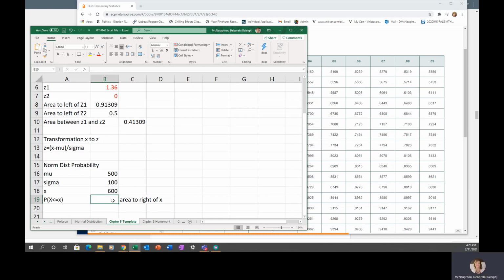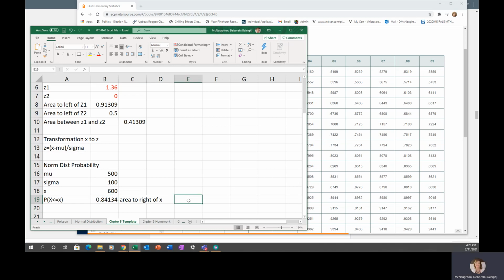But the way that we do this in Excel, instead of using the table, is I'm going to type equals norm.dist. I'm going to use my arrows, and I just want the standard one. So this is the one I want, so I'm going to hit tab to grab that. And notice it wants me to put in x, comma, the mean, comma, the standard deviation, comma, and then remember cumulative is always true.